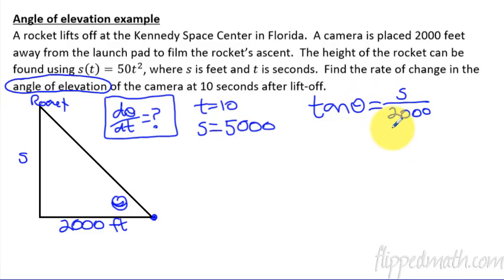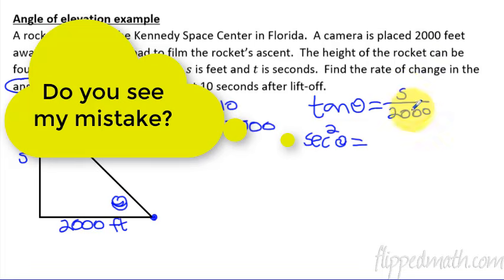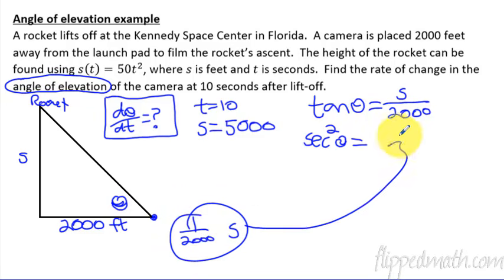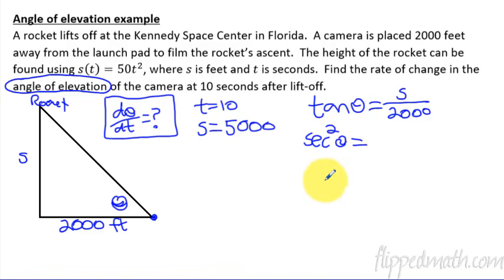Okay, we have our equation. Let's differentiate with respect to time and see what we can come up with. So the derivative of tangent is secant squared theta, and that's going to equal, remember that S over 2000, that's the same thing as 1 over 2000 S. So when you take the derivative of that, it just becomes 1 over 2000, and then we have ds dt, because we're doing implicit differentiation.